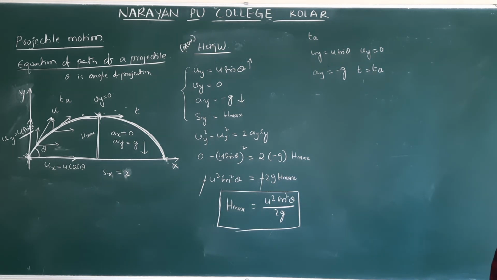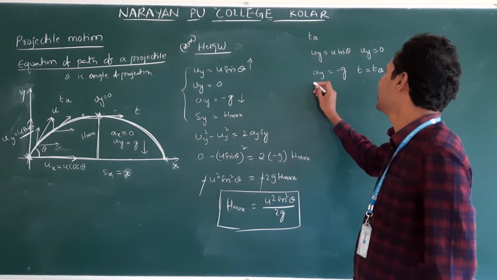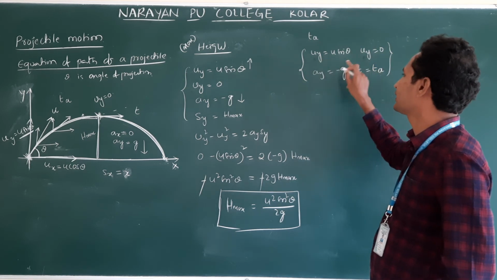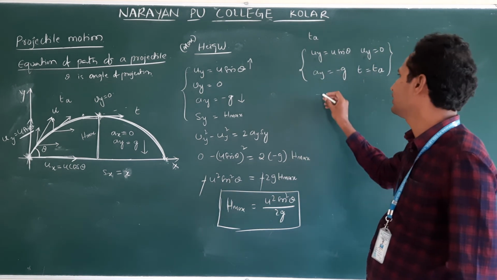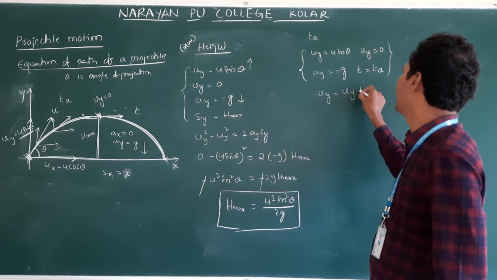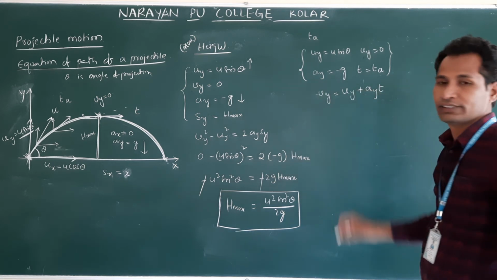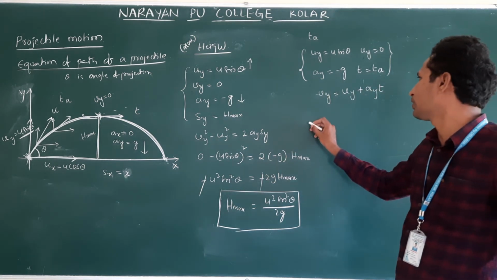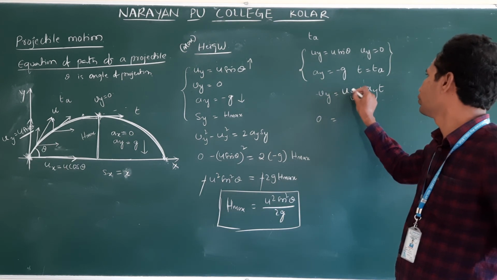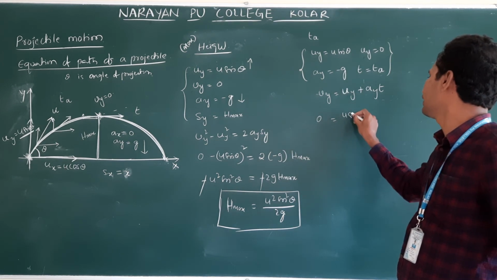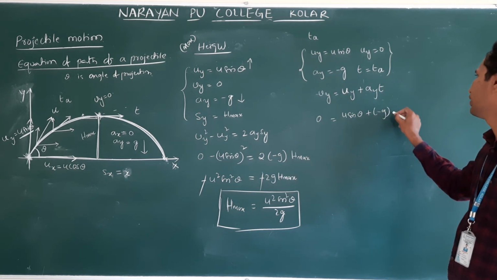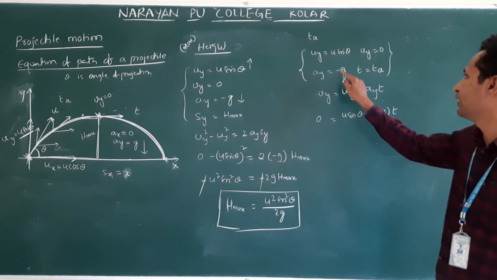Understand? So, which equation contains these terms? Initial velocity, final velocity, acceleration, time. That is Vy is equal to Uy plus Ay t. Then Vy is what? 0 is equal to Uy, u sin theta, plus Ay is what? Minus g into t. Why have we taken minus?